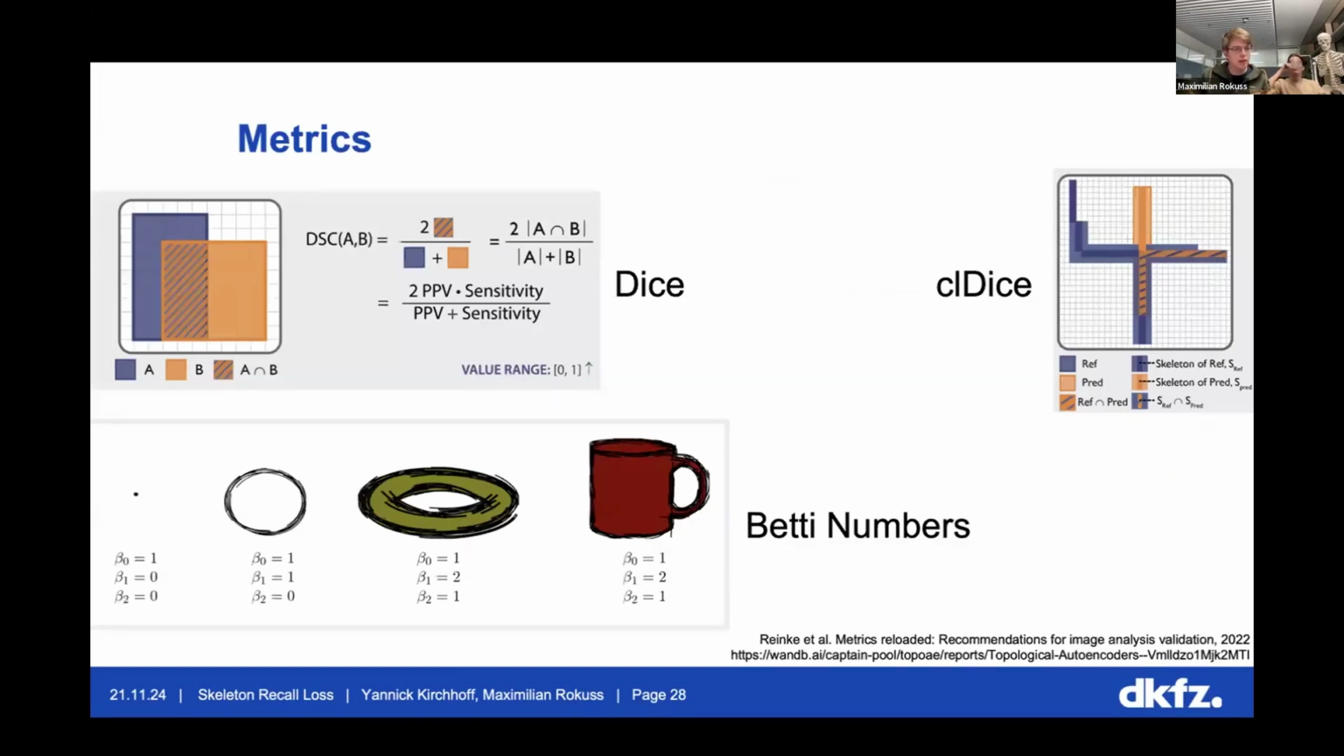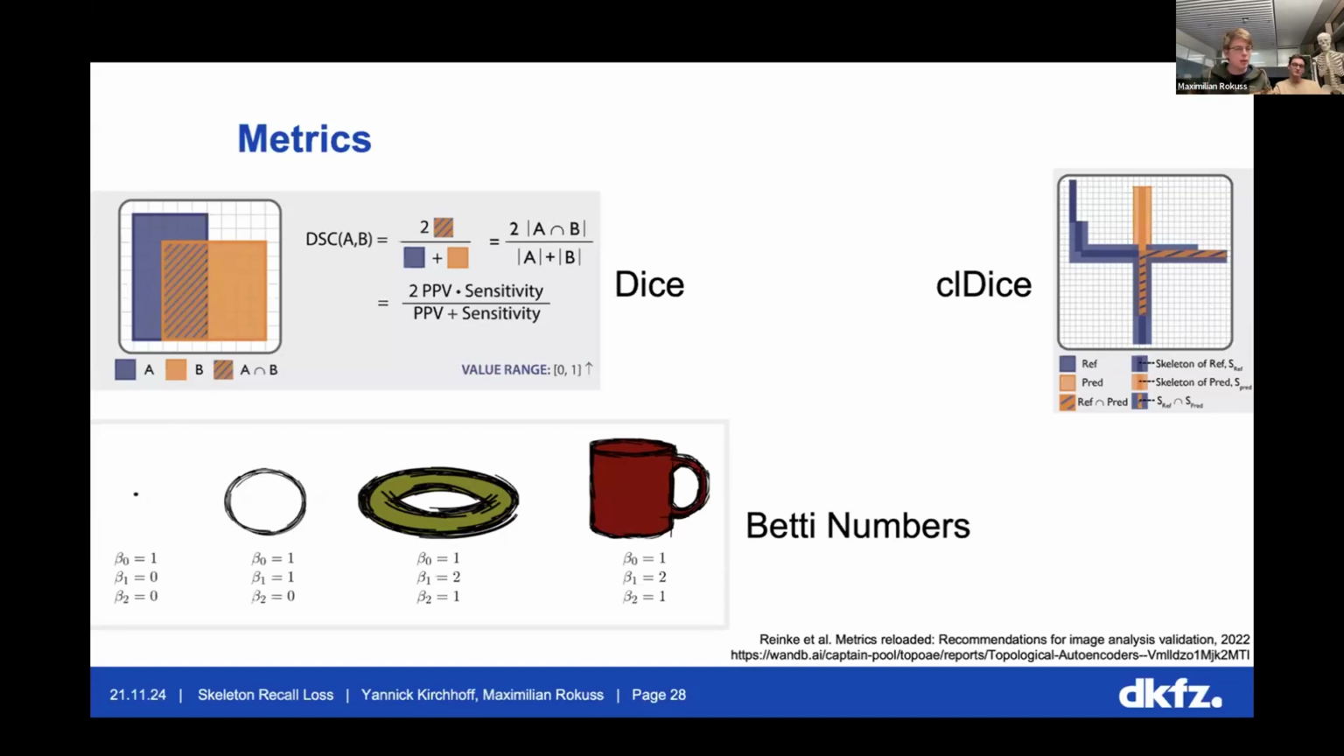Yeah, and then of course, if you introduce a new method, you need to evaluate it in some way. So we used, just because we are dealing with segmentation, the default segmentation metric, of course, which is Dice, to measure the overlap between prediction and ground truth. Then Max already mentioned before that in the clDice paper, they introduced this loss function, but they also introduced it as a metric. So basically this metric measures the overlap between the ground truth and the prediction, but not just the normal overlap, but the overlap of the skeletons. So this more or less measures the connectivity of your prediction, the correctness of the connectivity.